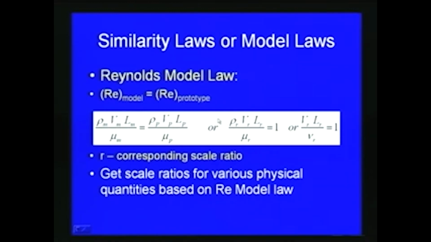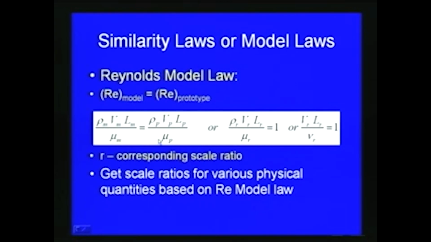Now, if we consider the ratio between the model parameters and the prototype parameters, we can write rho m by rho p as rho r, Vm by Vp as Vr, Lm by Lp as Lr, and mu m by mu p as mu r. So, we can write rho r Vr Lr by mu r, and this should be equal to 1. If instead of the coefficient of dynamic viscosity we consider kinematic viscosity, we can write this as Vr Lr by nu r, equal to 1.